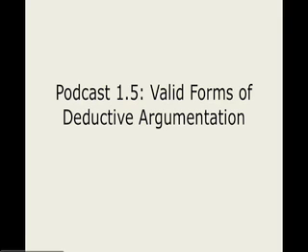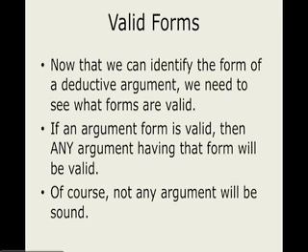In the last podcast, we looked at how to identify forms of argumentation. In this podcast, we're actually going to look at valid forms of deductive argumentation. The way this works is the form of an argument determines its validity. This means that if an argument form is valid, then any argument having that form will be valid. Of course, that does not mean that any argument having that form will be sound.